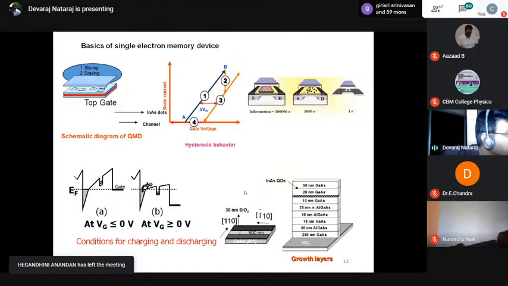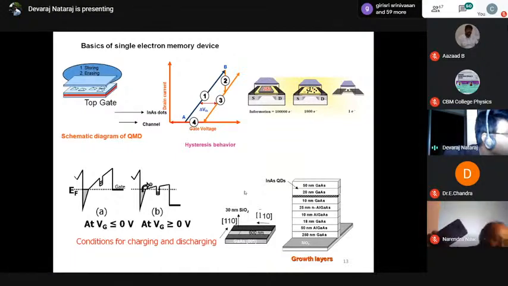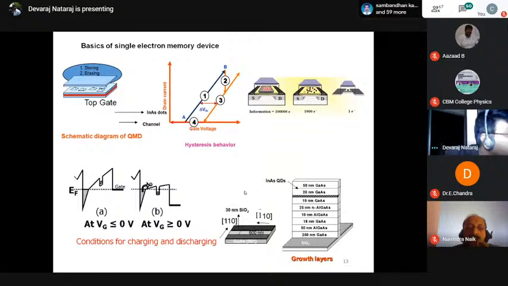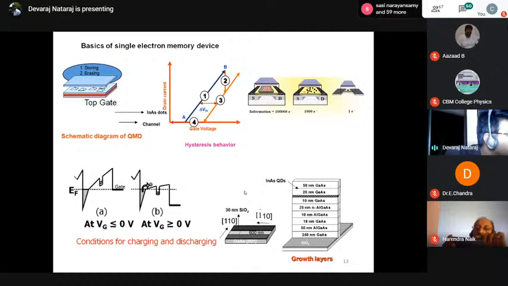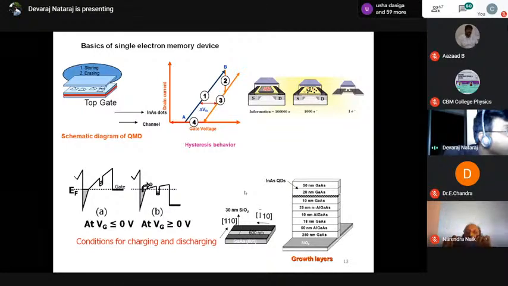We all know that a memory device means you need to represent two states, because we are using digits, zeros and ones, to represent any data, let it be a numerical number or an alphabet. You can represent all this data in zeros and ones. It means you can store all this information as a combination of zeros and ones. So if you want to have a memory device, you need to have two states to represent these zeros and ones. That is the logic behind it.